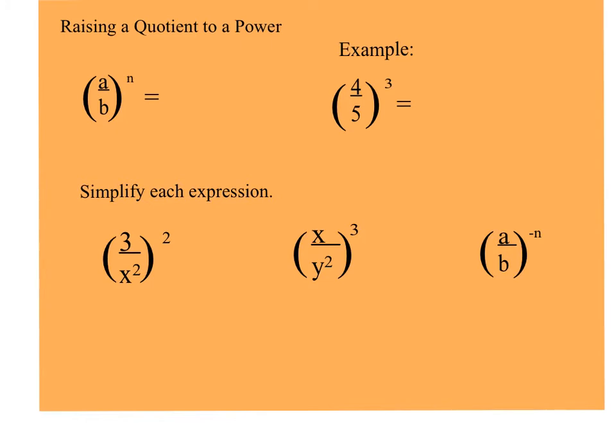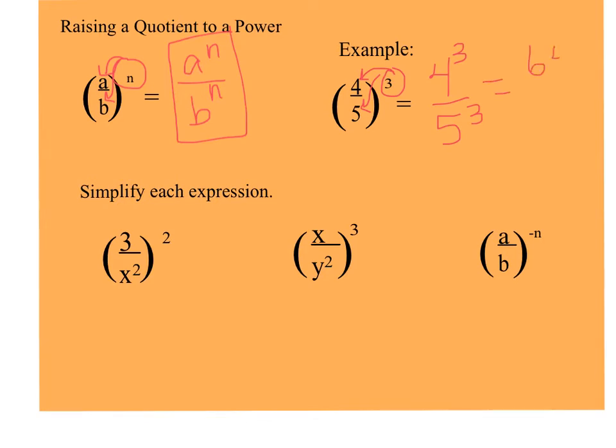Raising a quotient to a power is very similar to raising a product to a power. Basically, that exponent n is being distributed to both the numerator and the denominator. So it's a to the n over b to the n. And the same thing here, that exponent of 3 goes to both the numerator and the denominator. 4 cubed is 64, 5 cubed is 125. Just make sure your fraction can't be reduced.